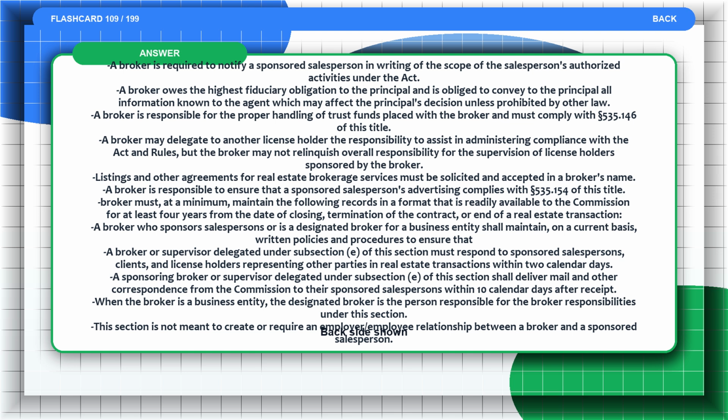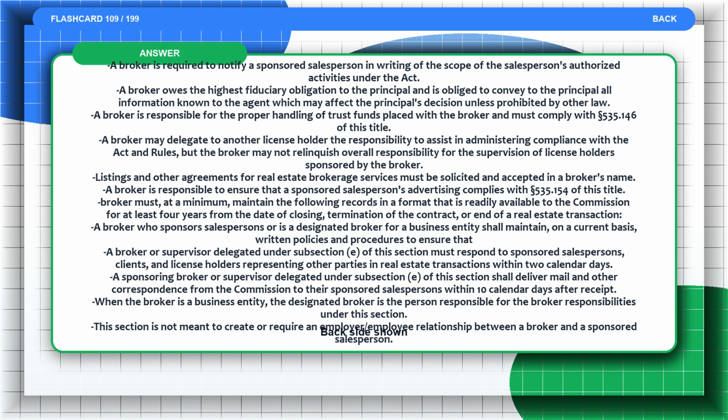and procedures to ensure that a broker or supervisor delegated under subsection E of this section must respond to sponsored salespersons, clients, and license holders representing other parties in real estate transactions within 2 calendar days. A sponsoring broker or supervisor delegated under subsection E of this section shall deliver mail and other correspondence from the Commission to their sponsored salespersons within 10 calendar days after receipt.